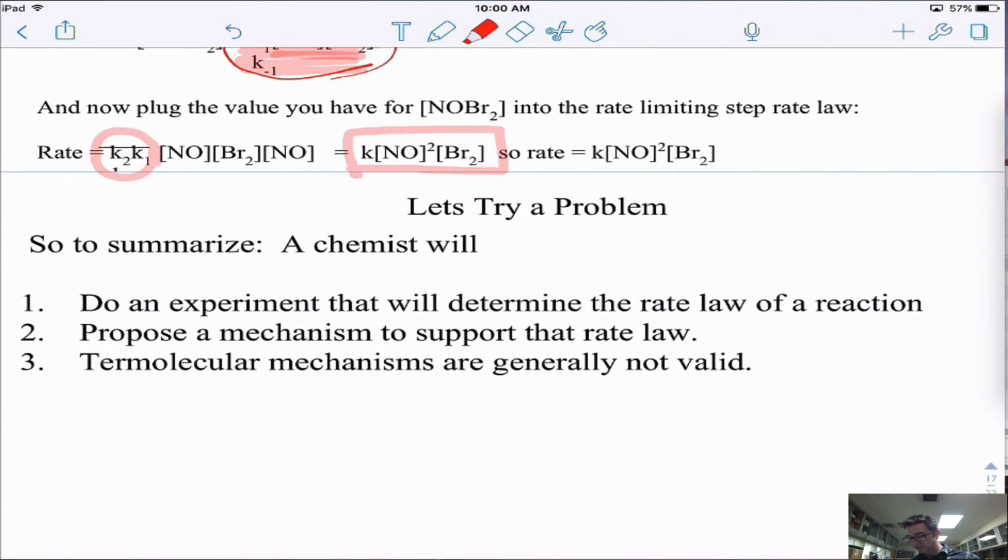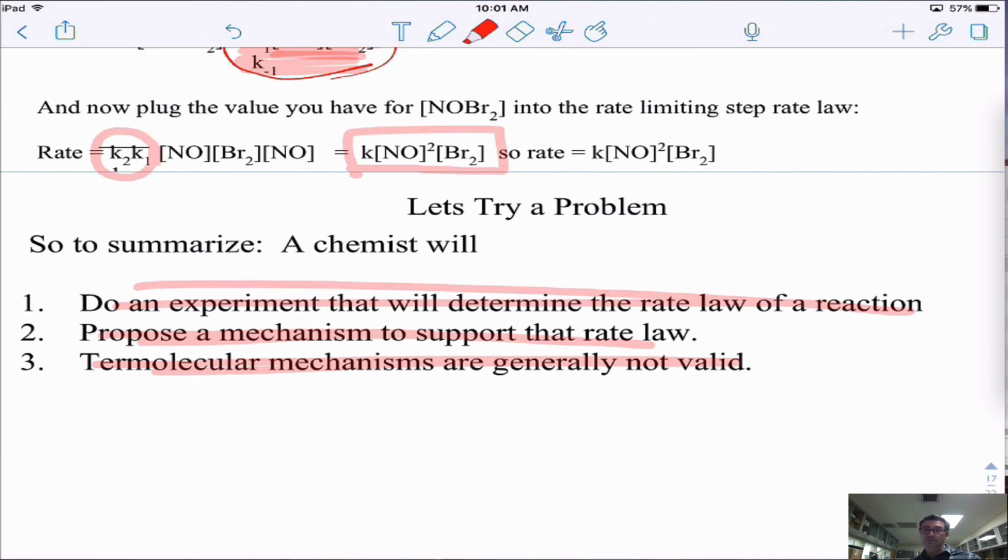So a chemist, they're going to run an experiment and they're going to find the rate law. They're then going to use that rate law, they're going to propose a mechanism that's going to support that rate law. The mechanism has to have two properties. The slow step has to equal the experimental rate law, and the steps have to add up to the overall reaction. Termolecular mechanisms are not valid usually.